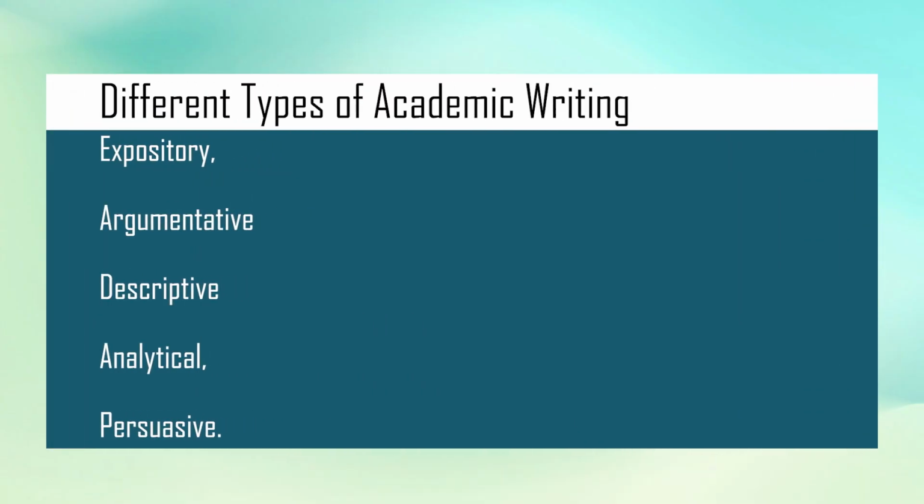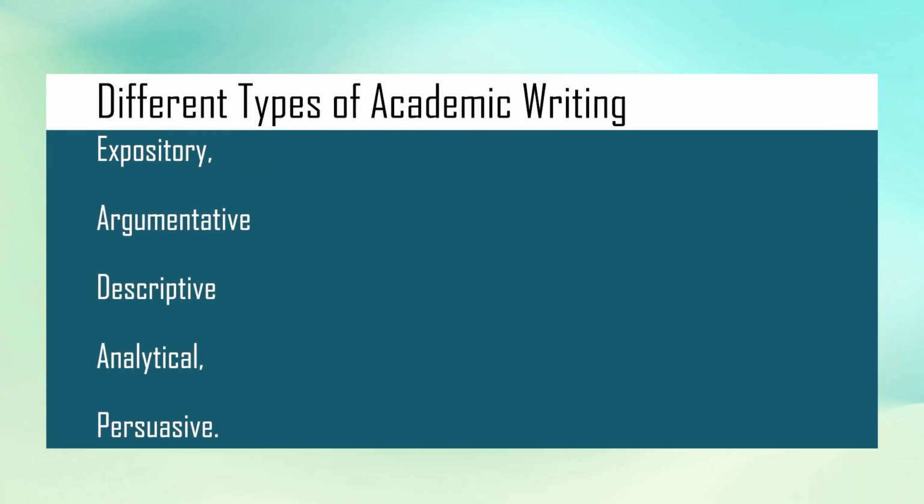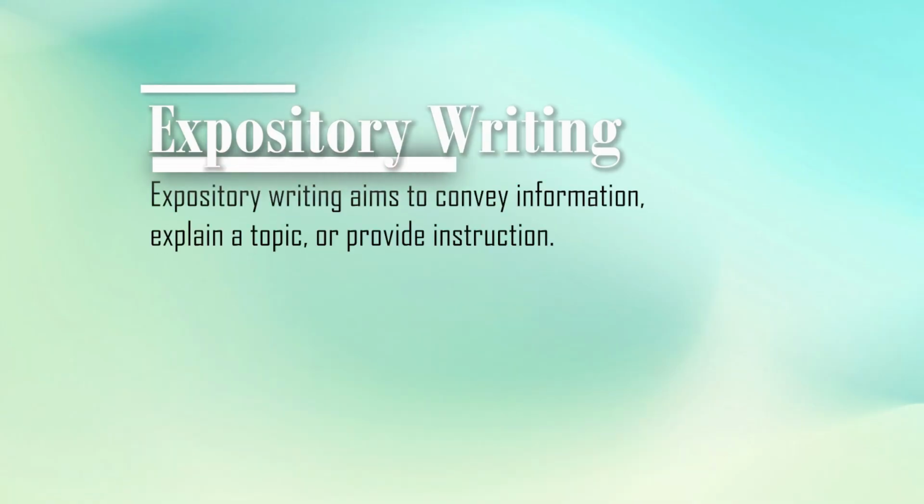Now let me discuss the academic writing part in the research methodology, which is again an integral part of it. There are different types of academic writing. It could be expository, argumentative, descriptive, analytical, or persuasive. Number one, expository writing. Expository writing aims to convey information, explain a topic, or provide instructions. It is characterized by clarity, objectivity, and a focus on presenting facts rather than personal opinions.